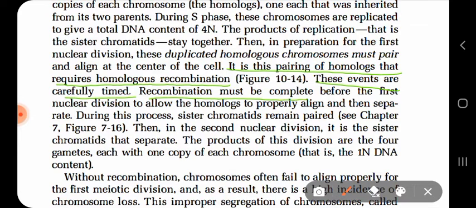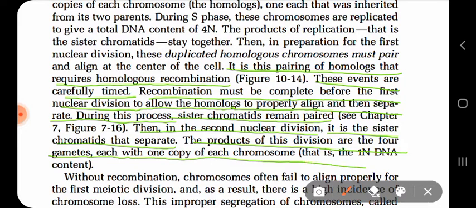Recombination must be complete before the first nuclear division to allow the homologs, that is the homologous chromosomes, to properly align, and then they separate. During this process, the sister chromatids will remain paired. And then in the second nuclear division, it is the sister chromatids that will separate. The products of this division are four gametes, each having copies of each chromosome, that is the 1n DNA content.